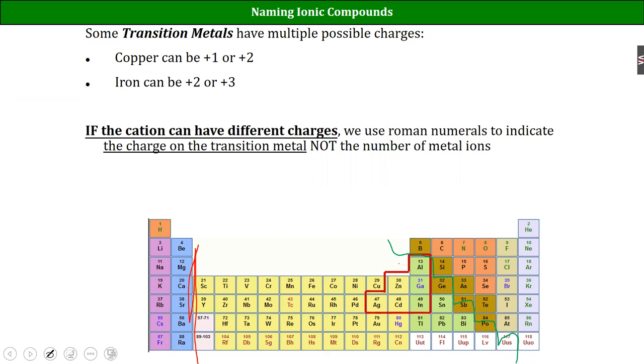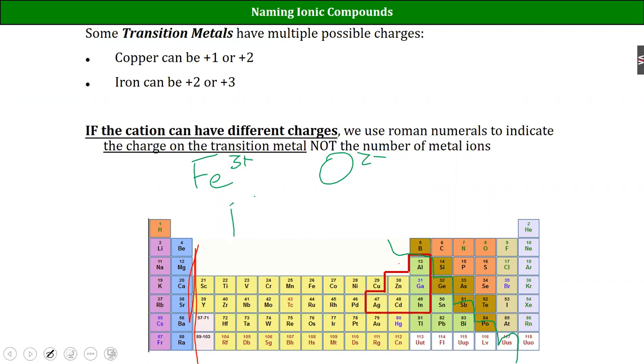what's the formula for iron 3 oxide? How many of each ion, first off, write out the ions, and then figure out how many of each ion you need to make the charges add up to 0. Oxide's still minus 2. Iron 3 is plus 3, so how many of each one do we need? 2 irons and 3 oxides would add up to 0, right? So it's like finding your lowest common multiple, right?